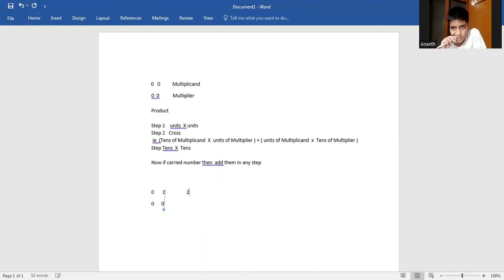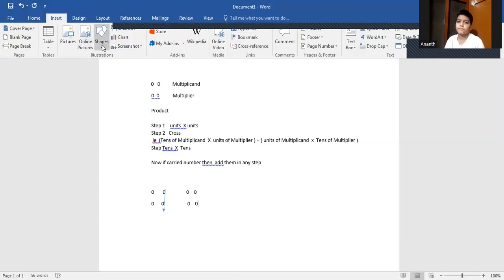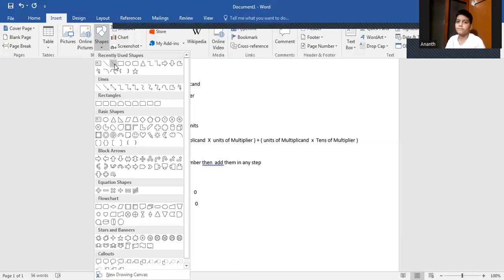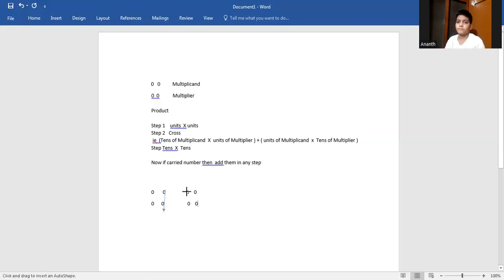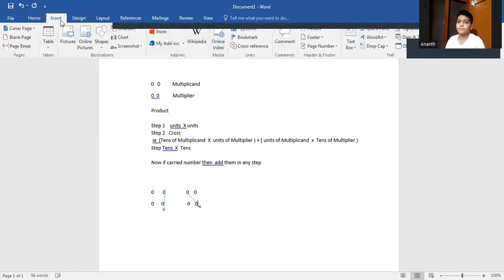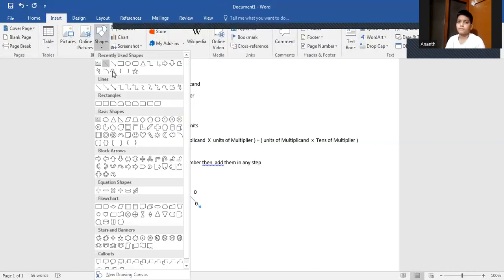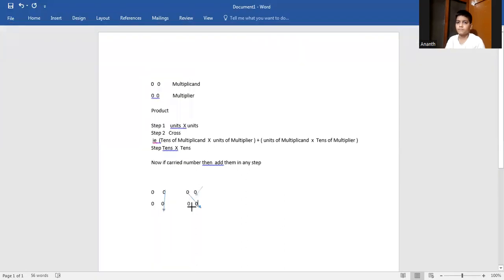Now, what is the step? Just so as not to forget, if you want to practice, you can also practice like this. Step 1, draw. You can practice the pictorial presentation too. Step 2: go to insert, go to shapes, take an arrow, one arrow from this to this place. And plus, again insert, shapes, take one more, from this into this, right? Clear, Anant?